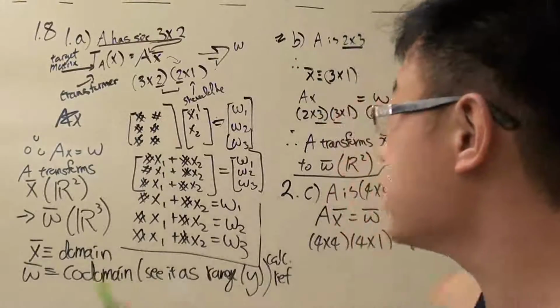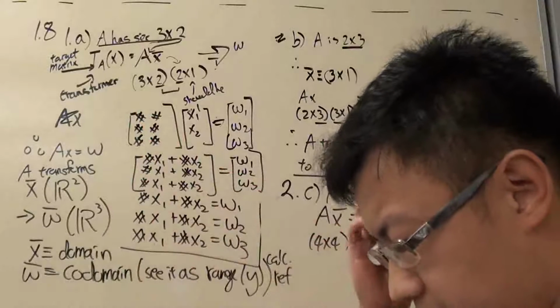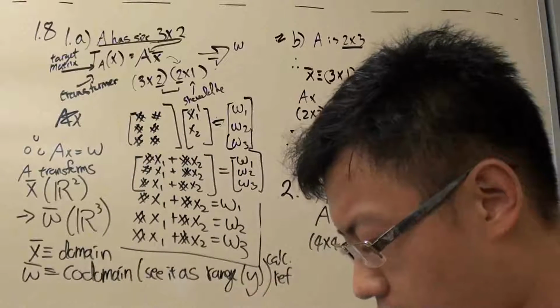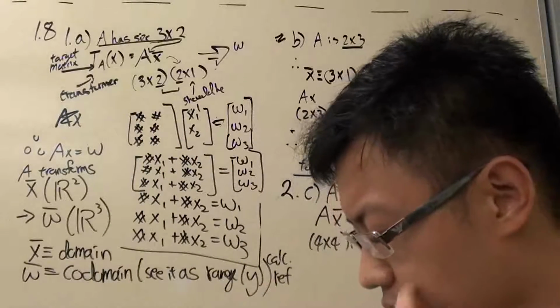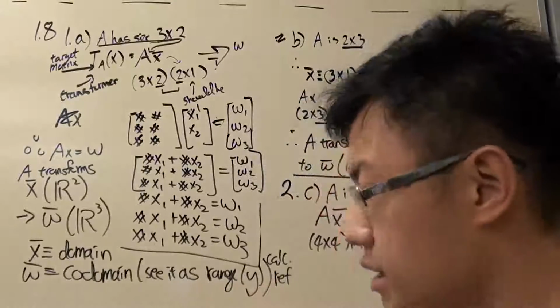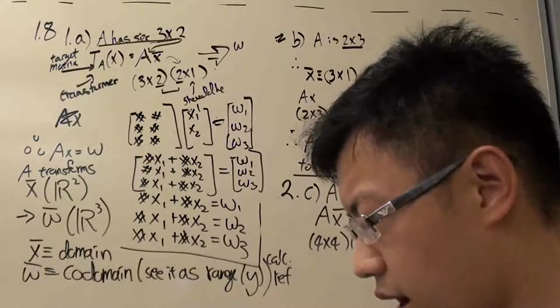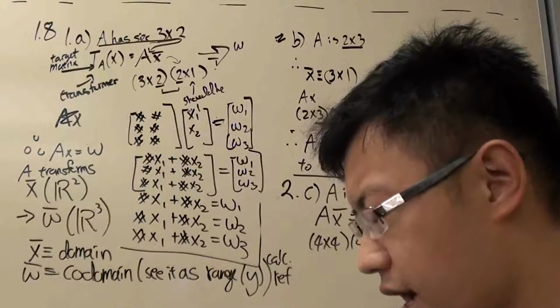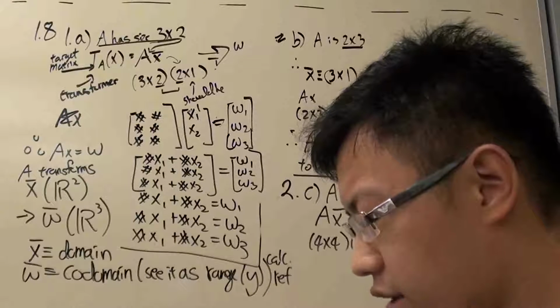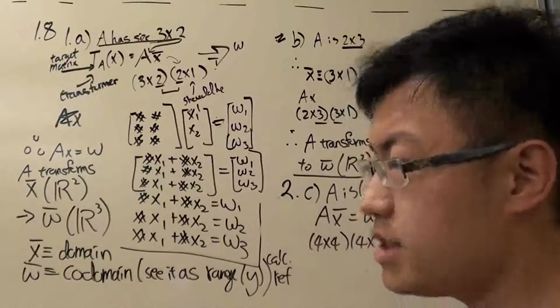Anyways, so first question, and the question is basically asking, find the domain and codomain of the transformation T(x) equals Ax. Technically, x should be the x vector, and then T_A(x), I think, is the transformation due to A based on x.